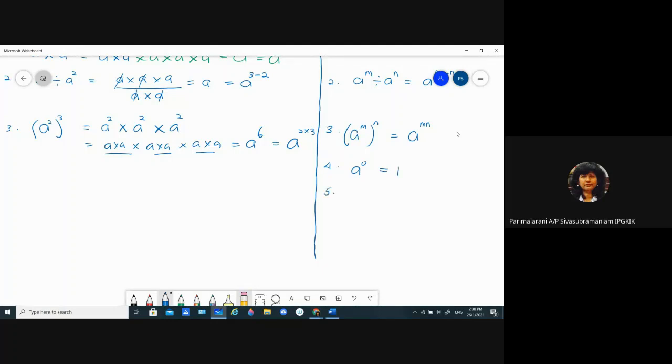What is a to the power of negative n? How do we rewrite this? It is 1 over a to the power of n. So whenever you have a negative exponent, you can rewrite it as 1 over a to the power of n. Okay, so what is a to the power of 1 over n?